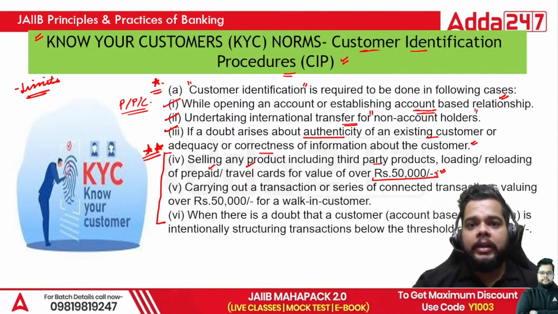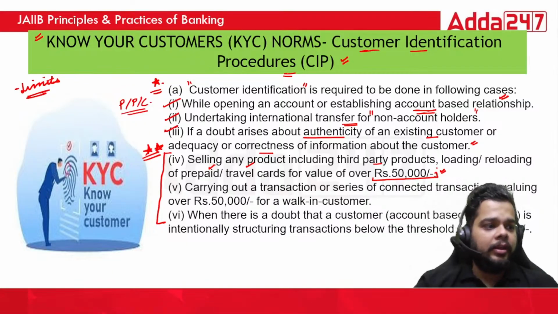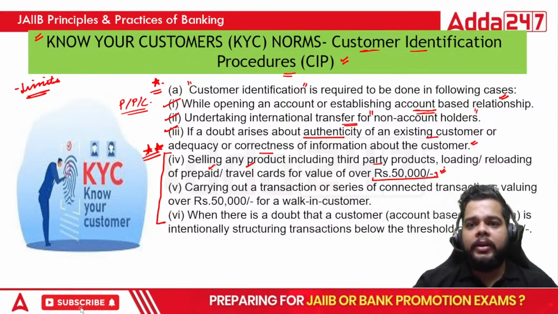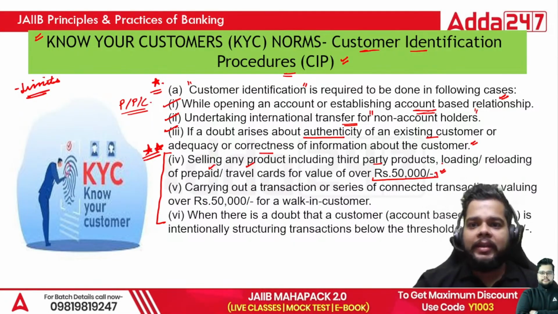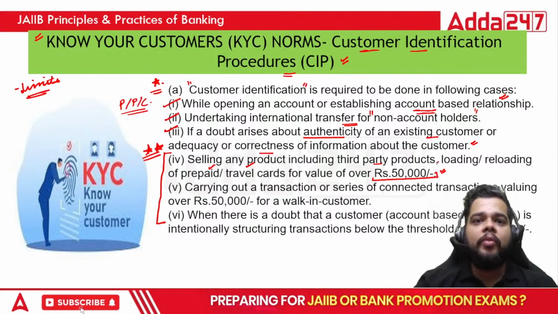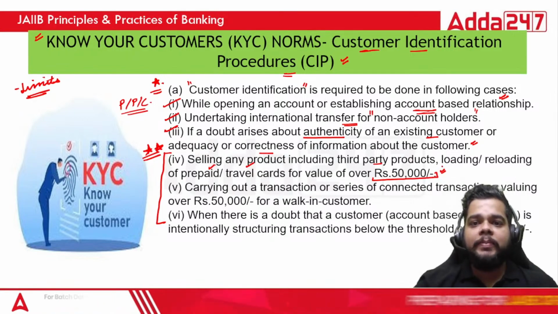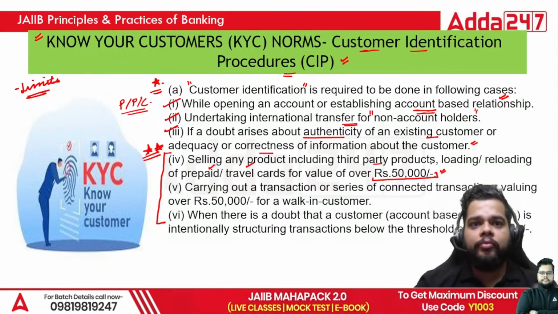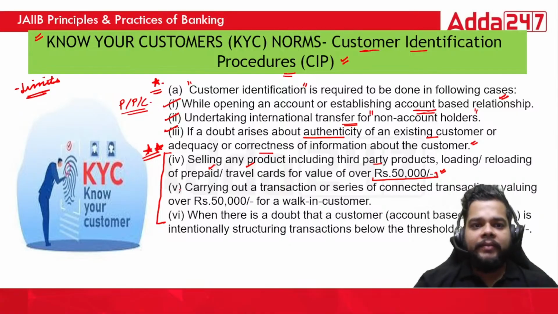So what is the limit here? If you have sold a third party product, or you are loading the prepaid or travel cards for the customer, and the value of that particular transaction is beyond 50,000, then also you have to go for the customer identification procedure.